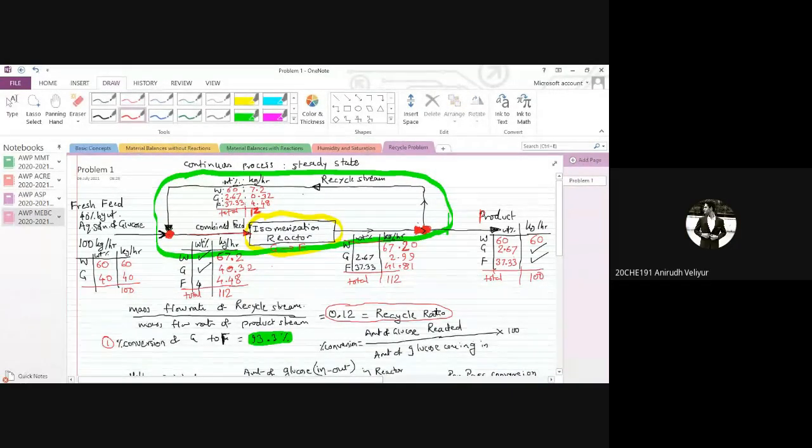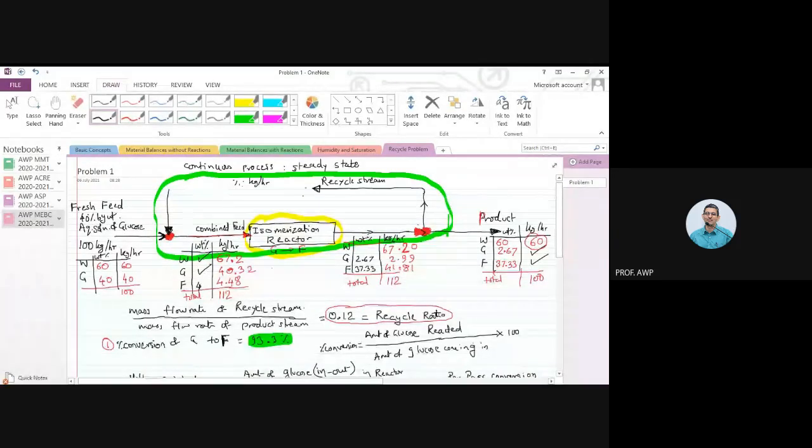So this 60 you got. So how, sir? We have to go all the way back because I'm writing as it is.